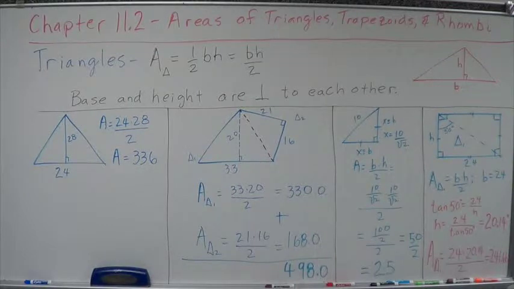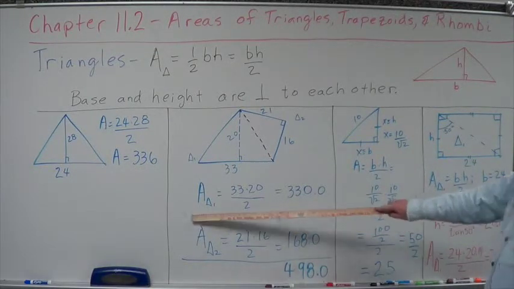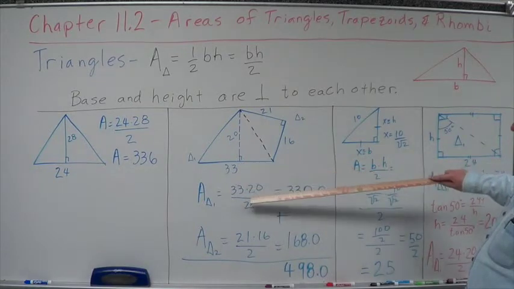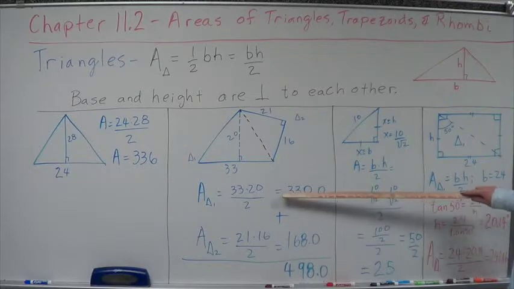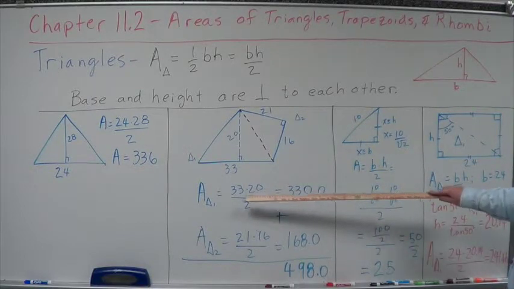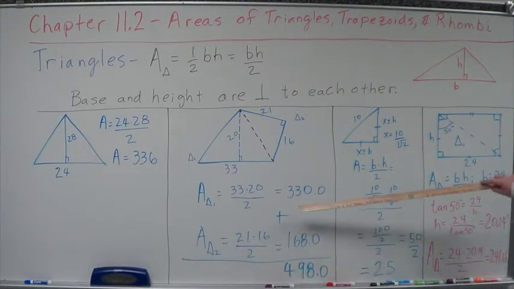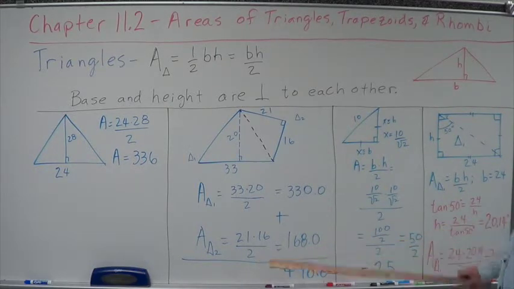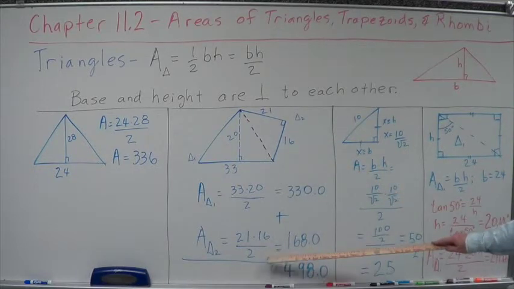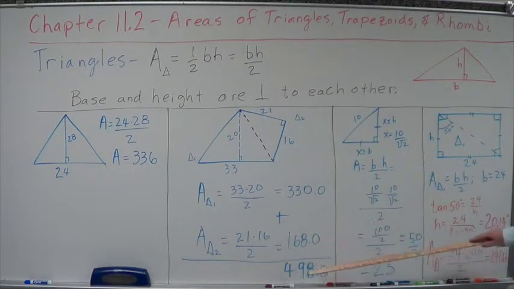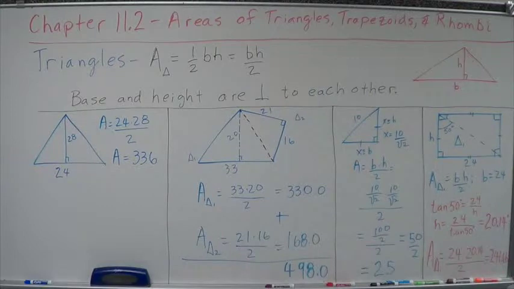So, let's look at the area of the first triangle. Area of triangle number 1 is going to be the base times the height divided by 2. That equals 330. Oh, that was simple. Yeah, well, that would be 10. Yeah, okay, that makes sense. Okay, 330. The second one, 21 times 16 divided by 2 is 168. We add those together, and the area of the composite figure is 498. Fairly simple, fairly straightforward.